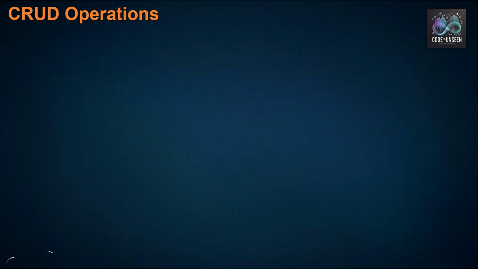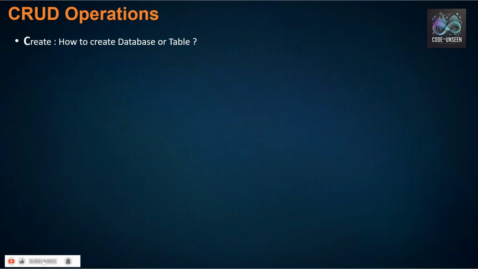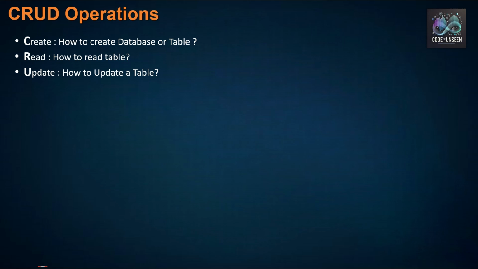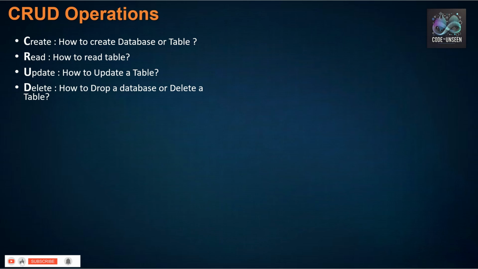Now let's understand CRUD operations. What exactly CRUD stands for is C stands for create, how to create a database or a table. Then comes R, which stands for read, how to read specific information from a table or how to read an entire table. Then comes update, how to update a table within a specific database. And then comes delete, how to drop a database or delete a table within a database. We'll be doing hands-on these four operations and see how we can play around with it. So let's do that.